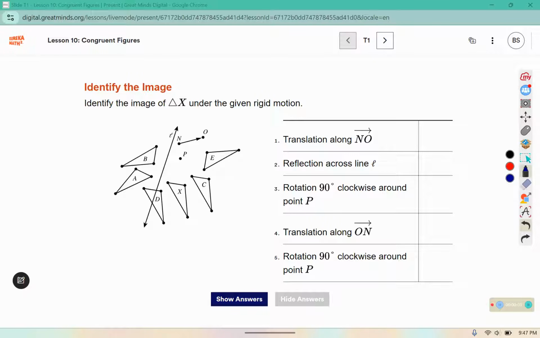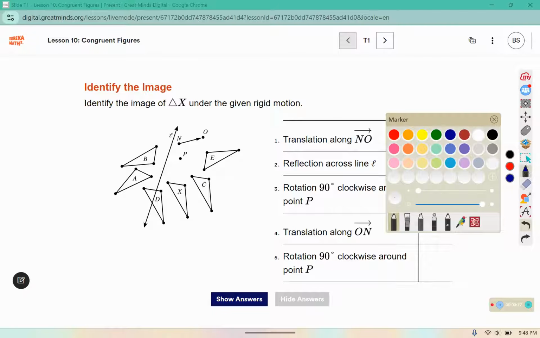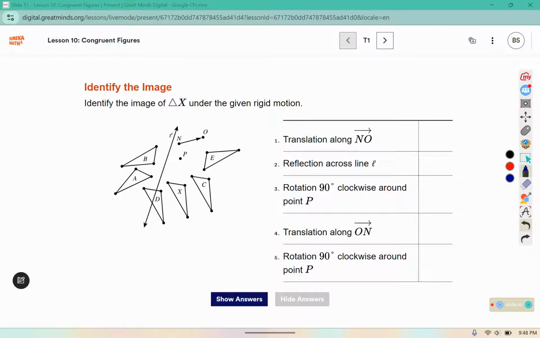Identify the image of triangle X under the given rigid motion. So X is going to be the original in all of these problems. We're looking for the one that translates along NO. So that is moving towards the right. If we take this figure and we move it towards the right, we would end up at C. So in this first one, if you translate X along NO, that is now at figure C.